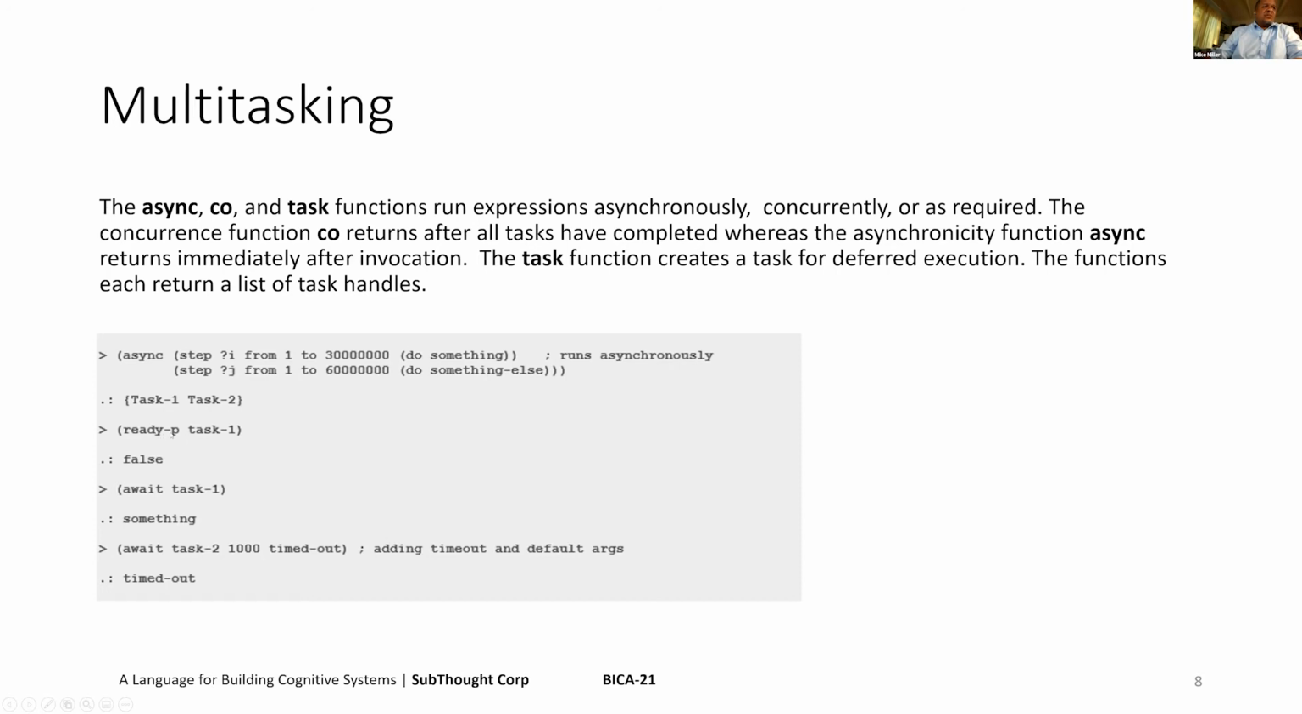We can query whether or not the task is finished by asking if it's ready. And we can await a task. When we await the task, we'll wait until the task is complete, and it'll return something. We can await a task with a timeout. For example, we can say await task 2 for 1000 ticks, and return timed out if it doesn't respond. And so it returns timed out.